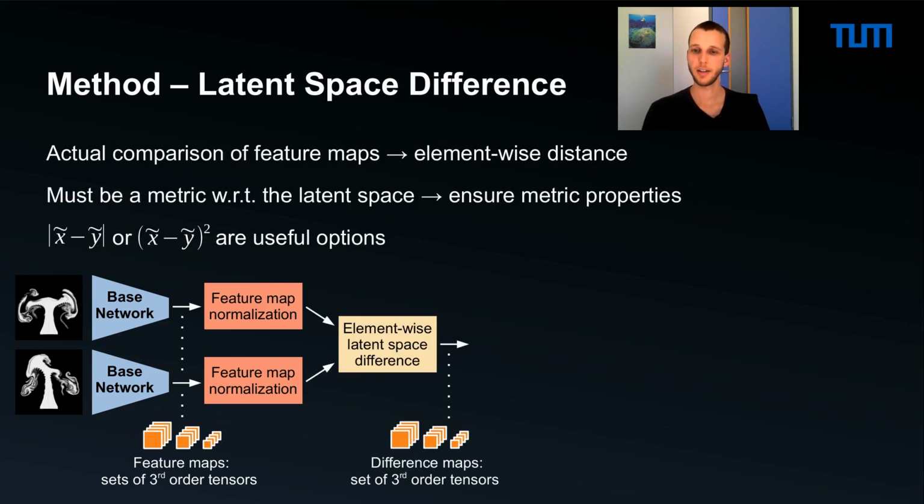The core of the metric is the latent space difference, where we are actually comparing these sets of third-order tensors to form a single set of third-order tensors in this case. We found that this operation has to be a metric with respect to the latent space, meaning that we can, for example, choose an L1 distance or an L2 distance in this case here. We also tried more intricate functions where certain operations are learned, but we found that this works best.